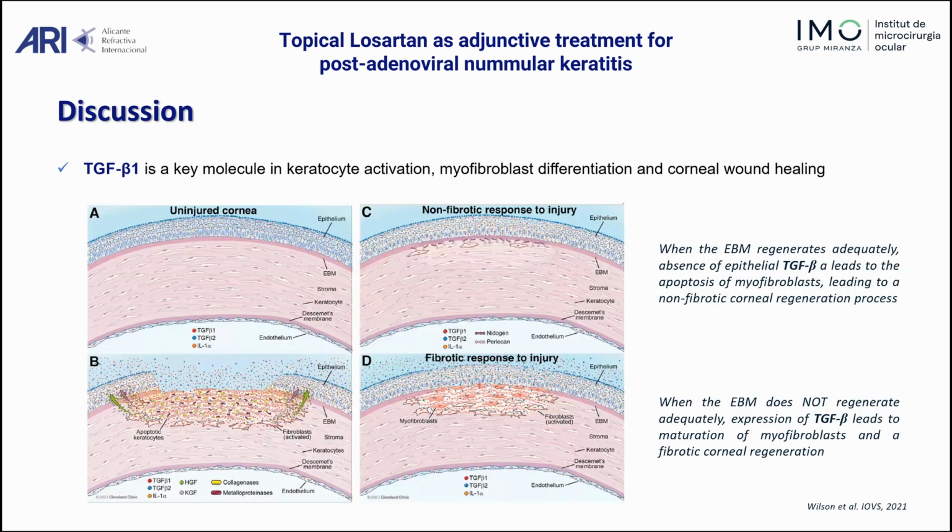You can see here in these images that are representative. So when there is an injury to the transition zone between the epithelium and the anterior stroma, if the basement membrane regenerates adequately, there ceases to be exposure to epithelial TGF-beta1, and there's a normal response to corneal injury. Whereas if the basement membrane is injured and continuously harmed, as can happen in viral replication after adenoviral infection, TGF-beta expression in the anterior stroma leads to abnormal myofibroblast proliferation and fibrotic injury.